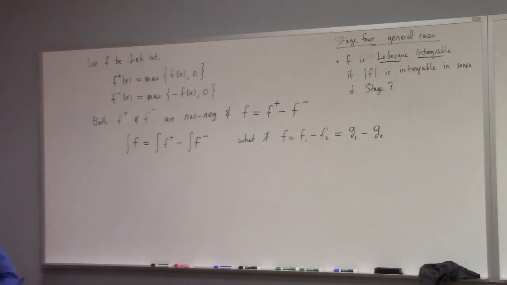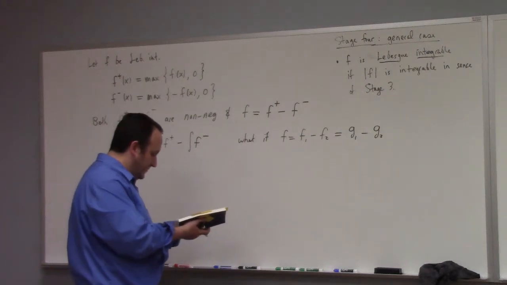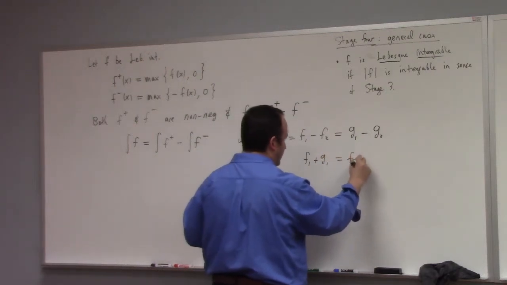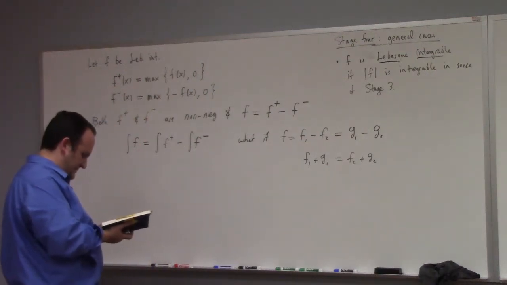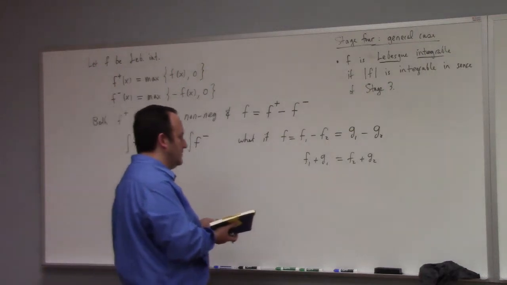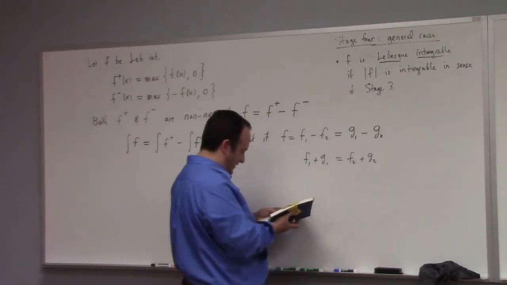Suppose you had two different non-negative decompositions of a given Lebesgue integrable function. Then he says, okay, well, if that was the case, then that would give us that f1 plus g2 equals f2 plus g1, right? Actually, how do you get that? The only thing I see right offhand is that f1 minus f2, oh, well, I got that already.